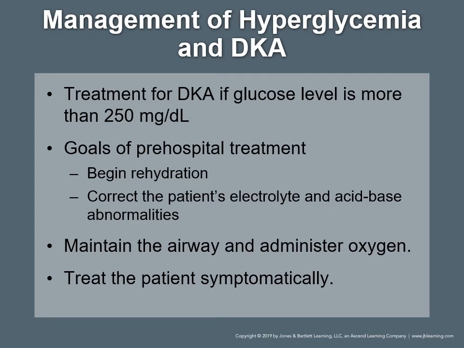Management of hyperglycemia and DKA. If the patient's glucose level is more than 250 milligrams per deciliter, the physician will probably order treatment for DKA. The goals of pre-hospital treatment of DKA are to begin rehydration and to correct the patient's electrolyte and acid-base abnormalities. Maintain the airway and administer oxygen. Be alert for vomiting and have suction ready.